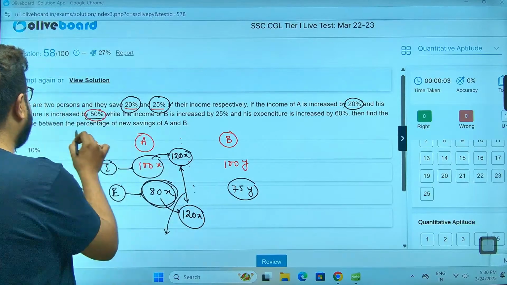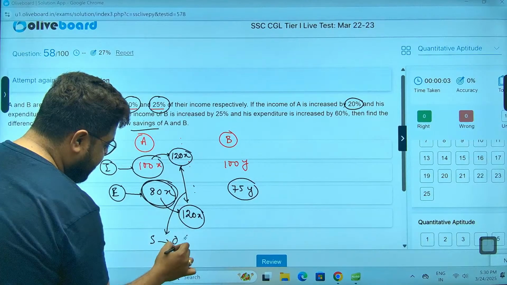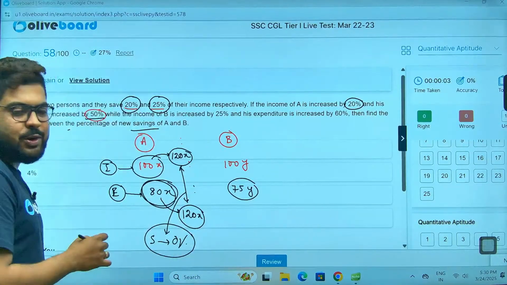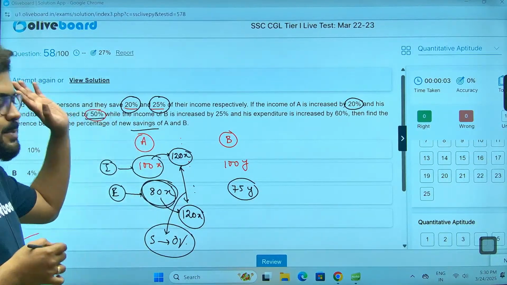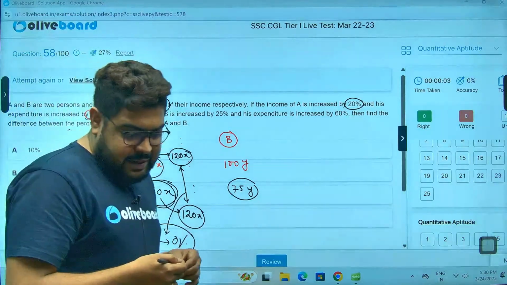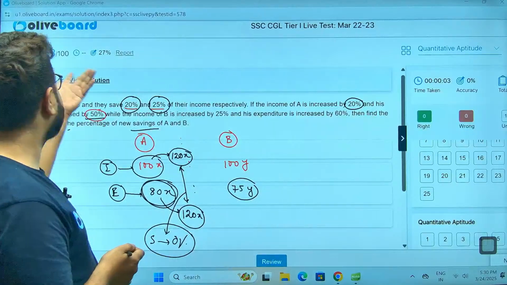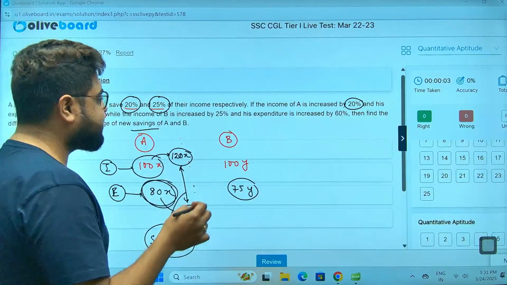Savings, they are asking us to find the savings. Savings is 0. Savings for A is 0%. No savings. Whatever he is earning, he is spending all of it, sir. No worries, we have just done the eighth question, this one.